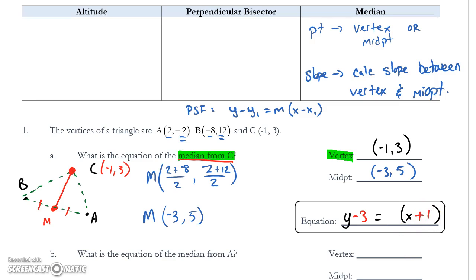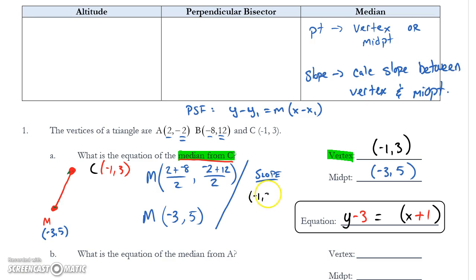Okay. Now, last but not least, I have to find my slope. When I'm dealing with a median, there's nothing in here about perpendicular lines. All a median is telling me is that it starts at a vertex, it goes to a midpoint. Since I have my 2 points, I know that M is at negative 3, 5. This is a situation where I don't care about anything else. I have 2 points that are on my line. I can calculate my slope.